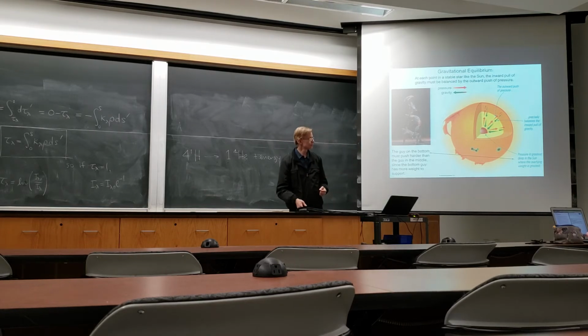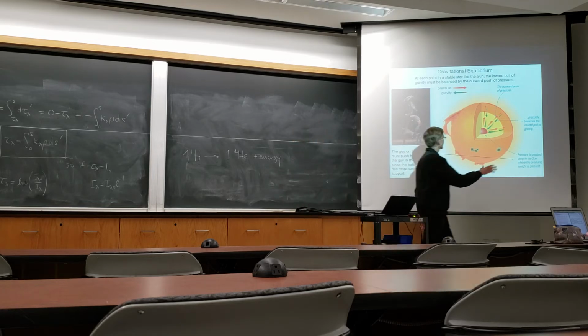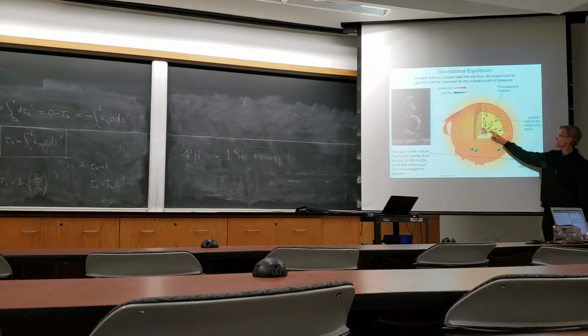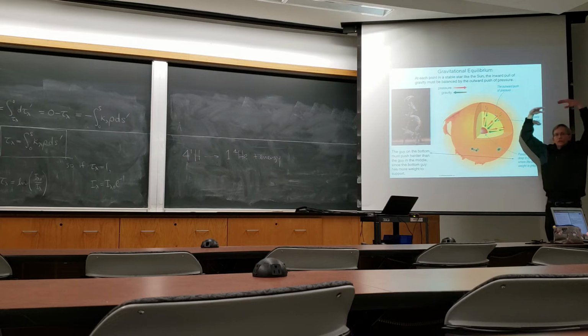And so gravitational equilibrium is the balance between the inward pull of gravity and the outward push of pressure. This figure here is illustrating the idea where the red arrows represent pressure, and the green arrows represent the weight of the layers above, the net weight pushing down from all the layers above each point. And notice that as you get deeper inside the star, there's more material above you, and so the weight pushing down gets bigger and bigger as you go inside the star.